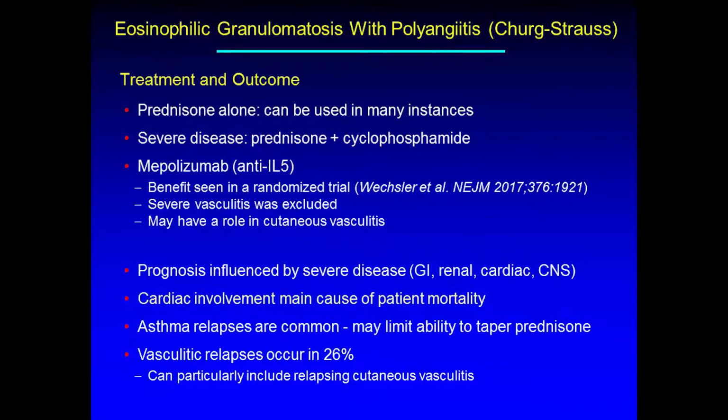The prognosis in EGPA is influenced by its severe disease, and cardiac involvement is actually the major cause of mortality. Asthmatic relapses are common, and vasculitis relapses can occur in about a third, and in particular, this can include cutaneous manifestations, and I have a number of patients actually where that's one of their predominant features that they need treatment for.